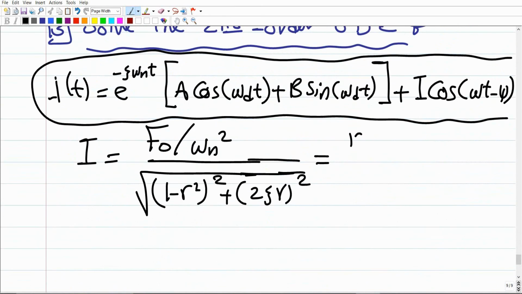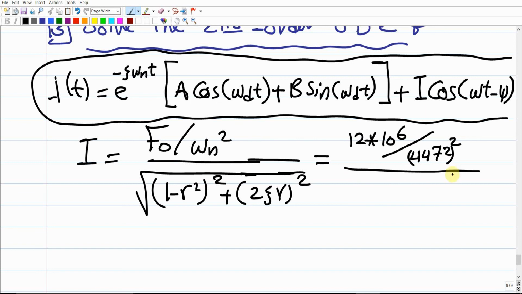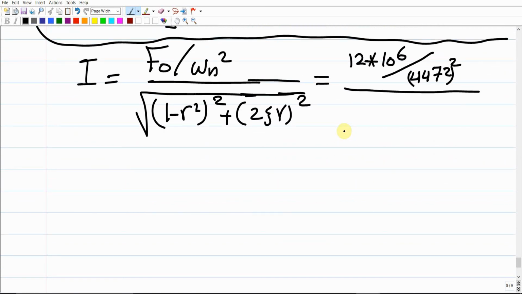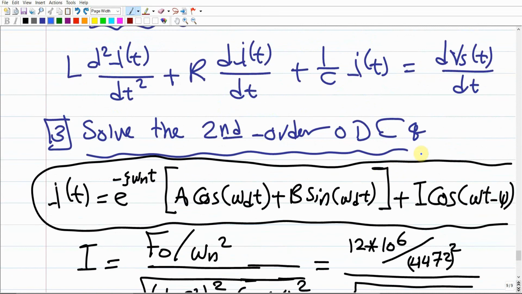So we do have 12 times 10 to the power 6 divided by omega n, which is 4472 squared. This is on the numerator, on the top. Then the denominator, we do have the square root of 1 negative r squared, so we have to calculate r. How much is r? We're gonna calculate this one on the side here. R simply, it is omega divided by omega n. How much is omega? It is 3000.